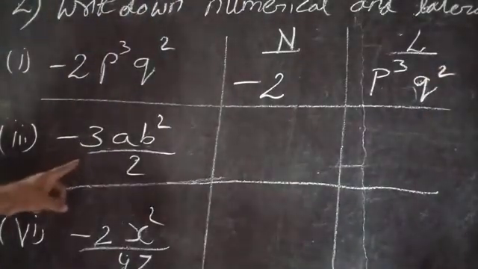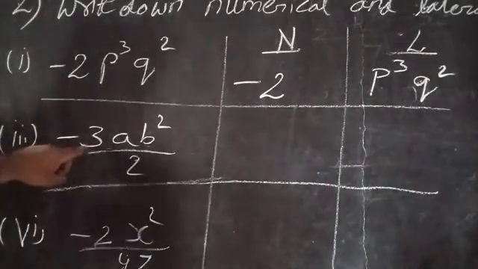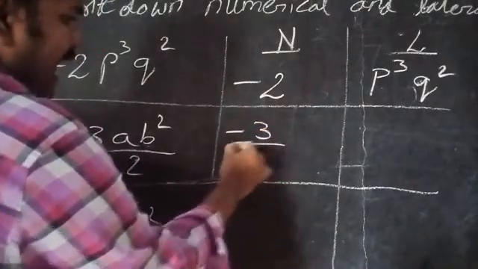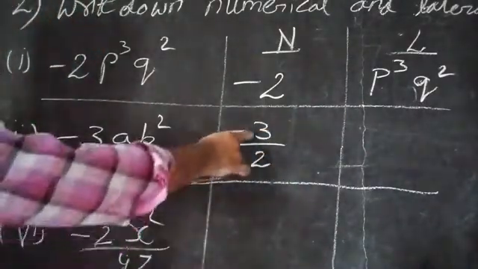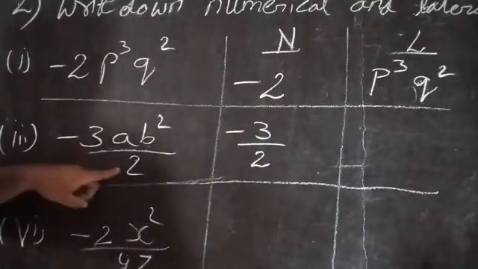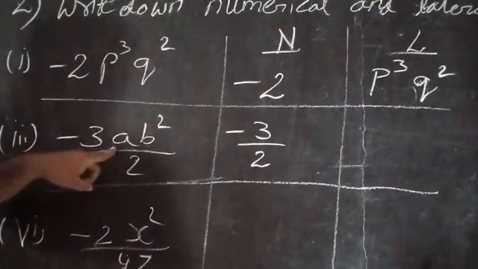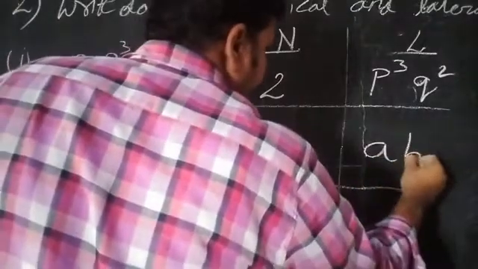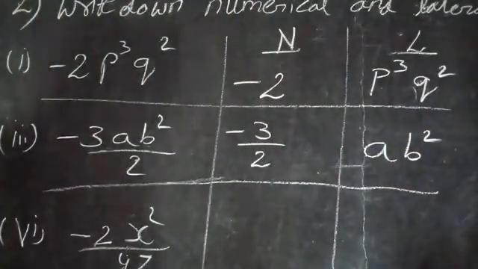Second question. What are the numericals? The numerator is -3 and the denominator is 2. So -3 by 2 is the numerical. The literals are a b square. So this is called numerical and literal.